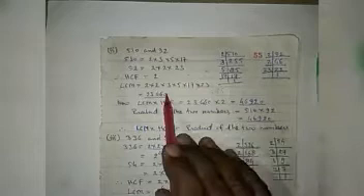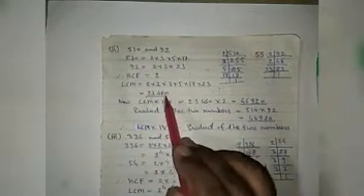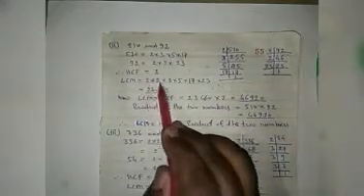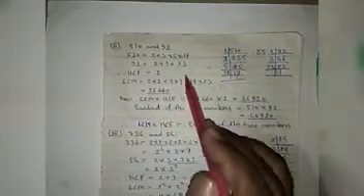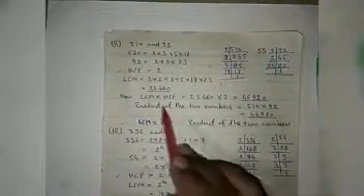Multiplying all the numbers gives 23460. 2 2s are 4, 4 3s are 12, 12 5s are 60. 60 into 17, then again multiply by 23 gives this.